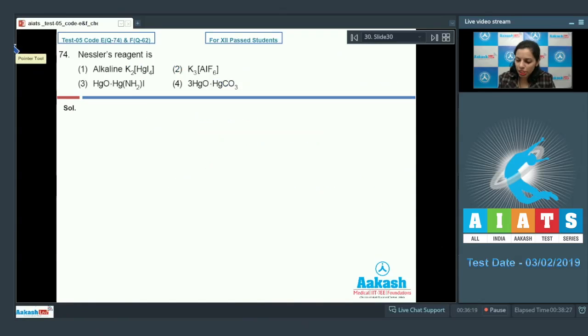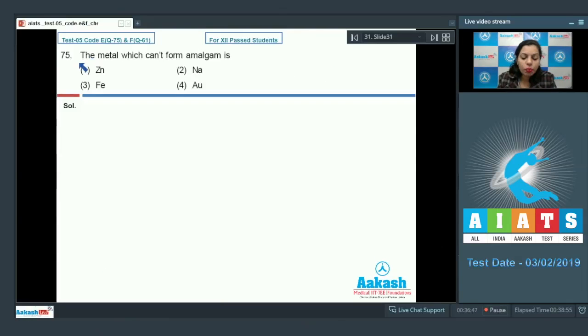Now, after this, question number 74. Nessler's reagent is quite an interesting question. It is based on the simple Nessler's reagent and its formula is K2HgI4. It is the alkaline K2HgI4 and that's why I'll choose it as the correct option, option 1.